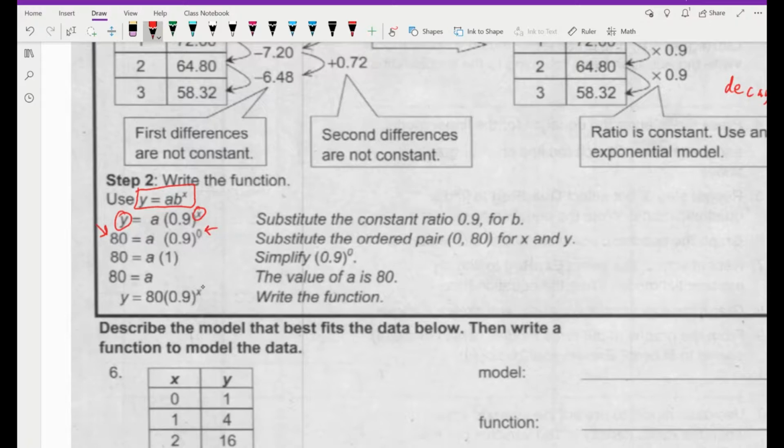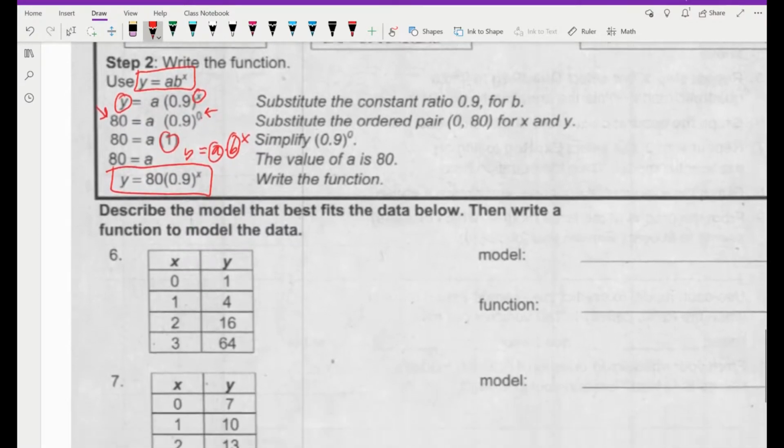Now anything raised to 0 is 1. So we have 1 times a equals 80. A must equal 80. And then they just go back and plug it back into y equals a times b to the x. And the a was 80. And they just plugged the 80 in, and we found the b to be the constant ratio, which was 0.9. And we leave the x there. So then we can plug in any value for x greater than 0 and calculate what the cost would be in any year.